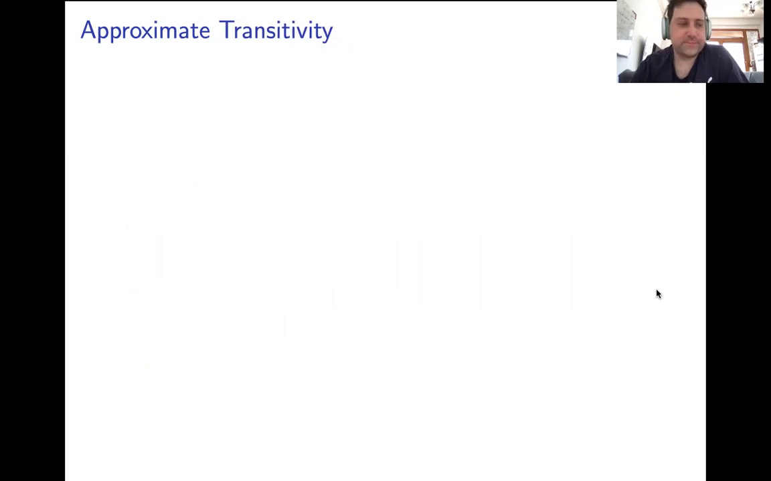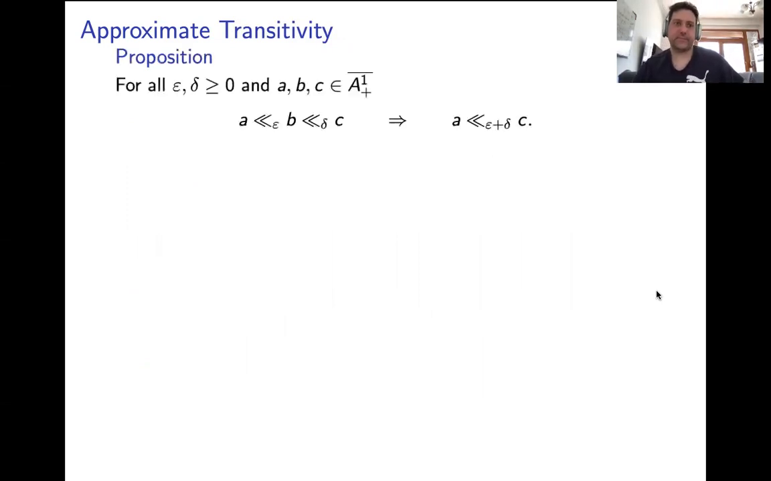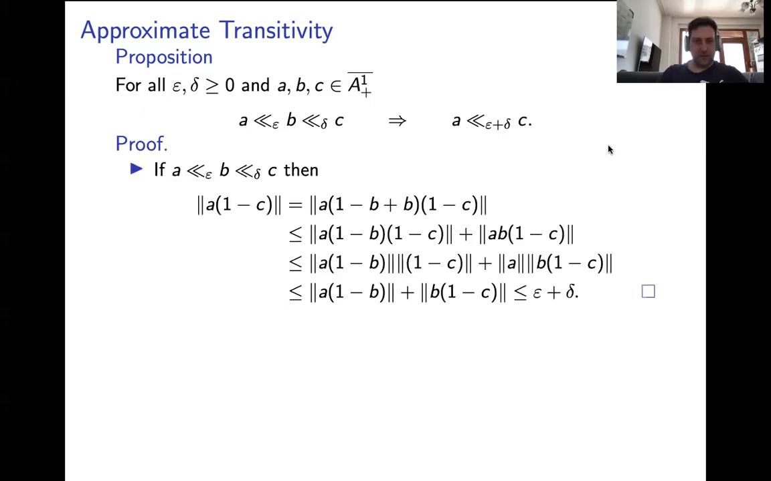Another thing to note is that you have what you might call approximate transitivity. So you can show that domination is definitely a transitive relation, but you can prove something stronger. You can show that even approximate domination is transitive as long as you add up the two errors, which is just here. If A is almost dominated by B, and B is almost dominated by C, then A is almost dominated by C, where we're summing the errors. And again, it's a fairly simple calculation.